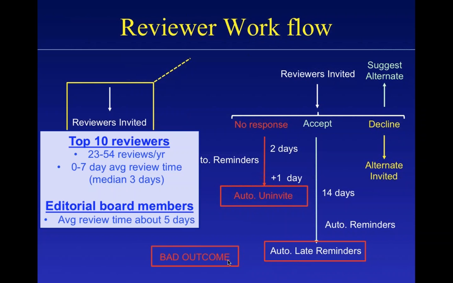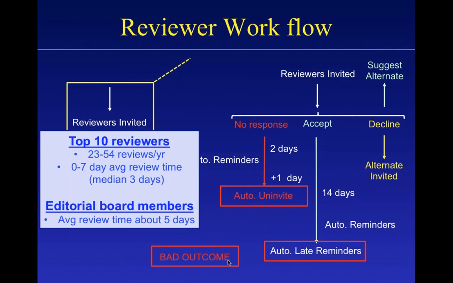Just to put this into context, the top 10 reviewers for the journal handle between 23 and 54 reviews a year. They're almost all on the editorial board. And you won't be getting that many, so don't panic, but just to give you an idea of the kinds of reviewers that we have. And their average review time ranges from 0 to 7 days with a median of 3 days.